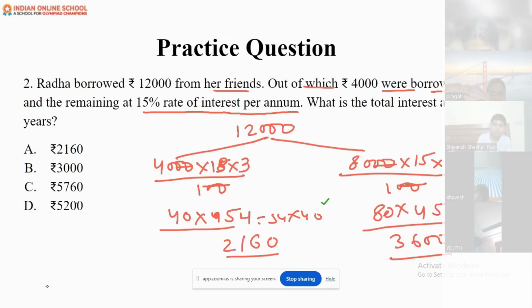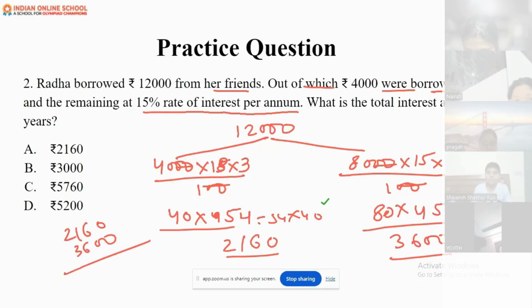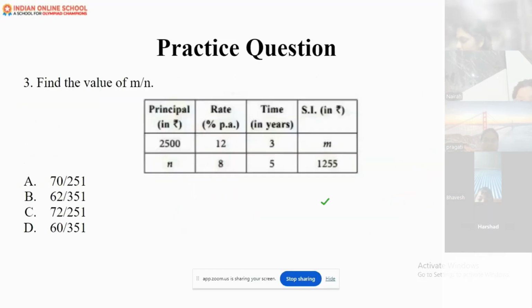2160. 54. 2160. Everyone got the answer? 57,060. Everyone got it? Yes, ma'am. 57,060. Naira, what have you got? Yes, ma'am, I got the same answer. And option C. Same answer? Correct. So it is 5,760. Okay, everyone is getting that answer only? Yes, ma'am. Okay, great.